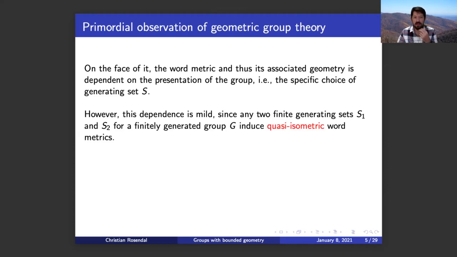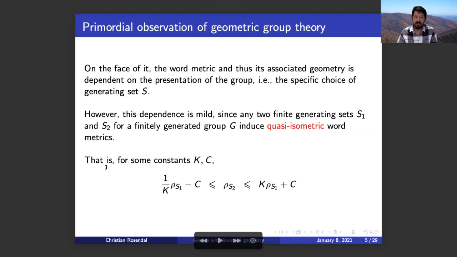Okay, but this is a mild dependence. The metric depends on the generating set, but this dependence is mild in the following sense: if you take two different finite generating sets for a finitely generated group, these two word metrics are quasi-isometric. That is, there are some constants depending on the choice of generating sets, K and C, so that these word metrics are bounded affinely in each other. In fact, you can even get rid of the C here since you're dealing with discrete groups, but I'll keep the C around. So there's an affine bound of the two metrics.